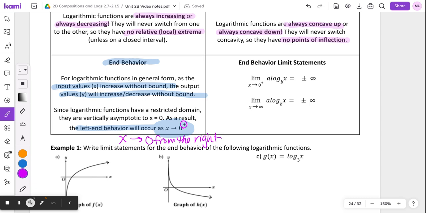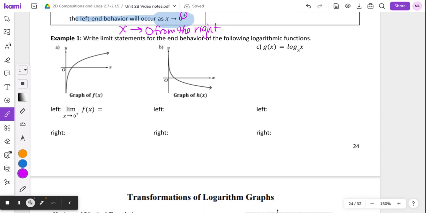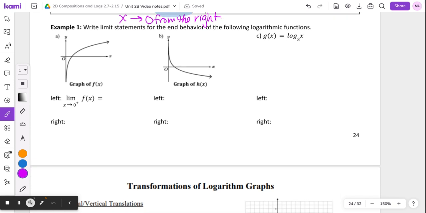We're going to go to infinity or negative infinity, and this is approaching 0 from the right, and as x goes to infinity. All right, so let's write some limit statements here. So if we're looking at this graph, the limit as x approaches 0 from the right, so that means as we get closer and closer from the right, this is infinitely decreasing, so going to negative infinity. And the limit as x goes to infinity for f of x, that's increasing without bound, so going to infinity.